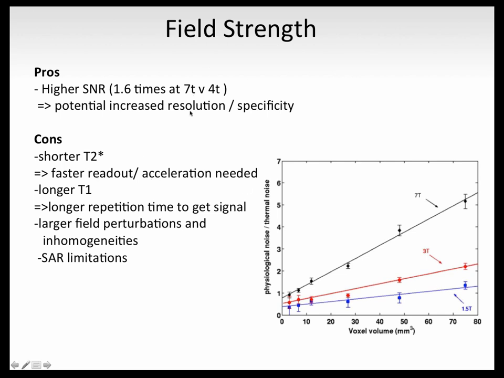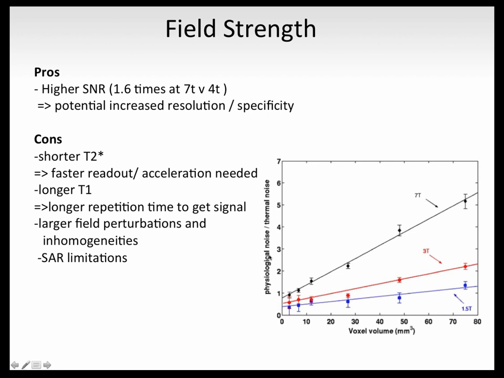As you go to higher field strengths, you do get higher signal, but you have a shorter T2 star, a shorter window in time in which to get the image that you're looking for. And you also have to wait longer for that signal to recover. The other thing that you get is that there's more physiological noise.